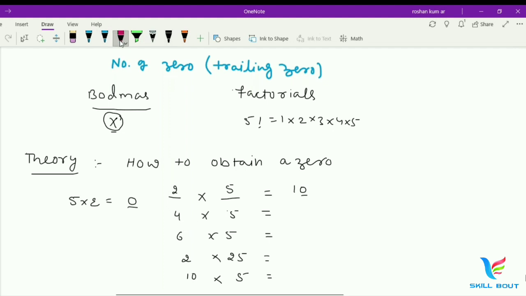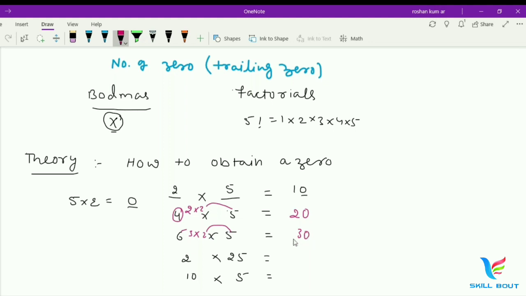If you talk about 4 into 5, can I say that this 4 can be written as 2 into 2? So here also, 5 into 2 will give you a 0. Let me talk about this. This 6 will be written as 3 into 2. So if you see that, what is actually responsible to produce a 0 in a multiple? It is either 5 or a 2, or a multiple of 5 or 2, is what I mean.